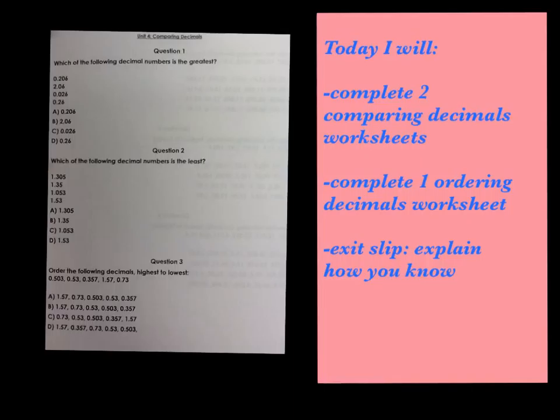You have a variety of worksheets that you're working through to practice this skill. They're all up front. Today you will complete 2 comparing decimals worksheets and complete 1 ordering decimals. Then you will do an exit slip on the star paper explaining how you knew how to order decimals or compare decimals. You may choose one problem to do this.